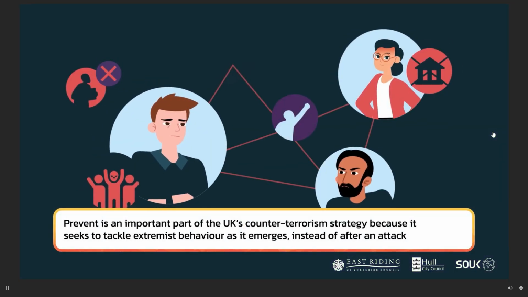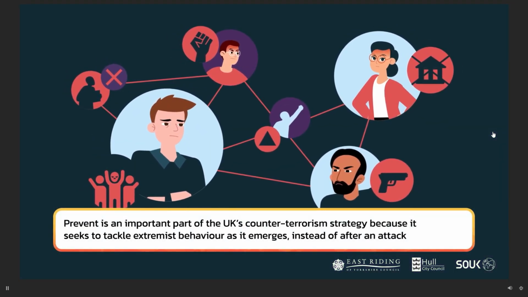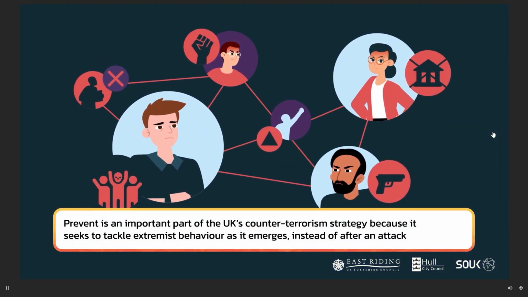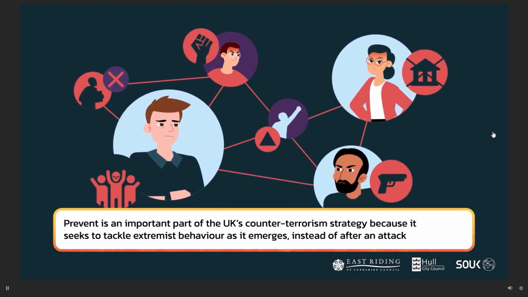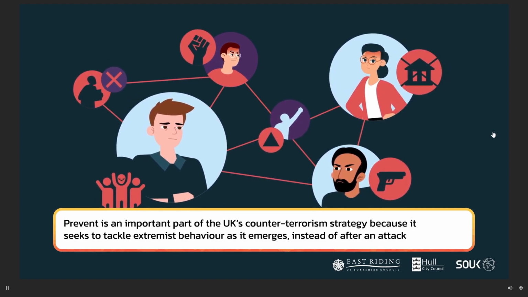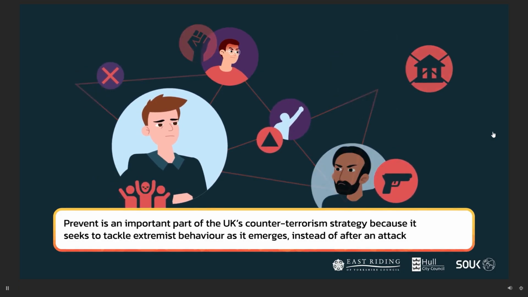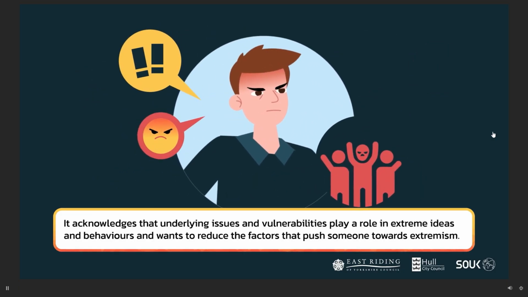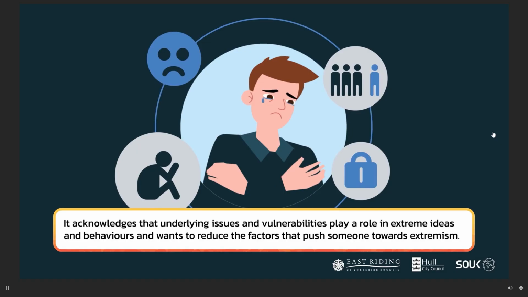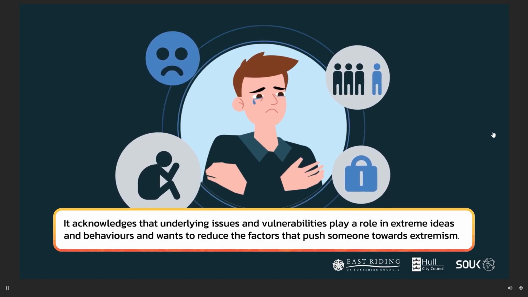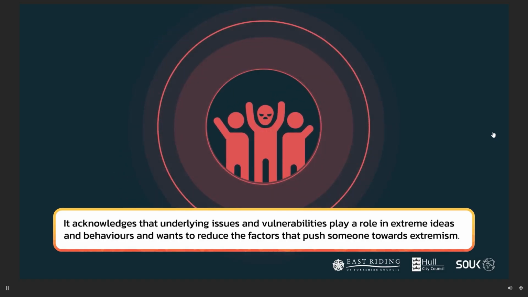Prevent is an important part of the UK's counter-terrorism strategy that seeks to tackle extremist behaviour as it emerges instead of after an attack. It acknowledges that underlying issues and vulnerabilities play a role in extreme ideas and behaviours, and wants to reduce the effects that push someone into extremism.